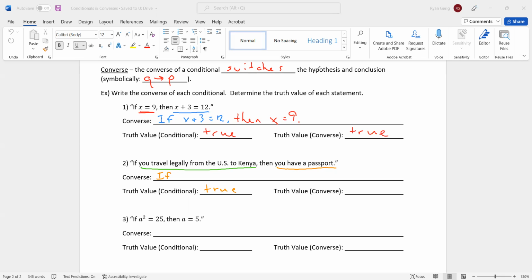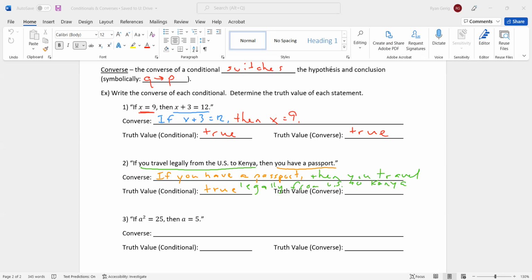So the converse then is, notice that the converse is the actual statement. The truth value of the converse is true or false. If you have a passport, then you travel legally from the US to Kenya. I'll run out of room here pretty quickly. Now, the truth value of that one.